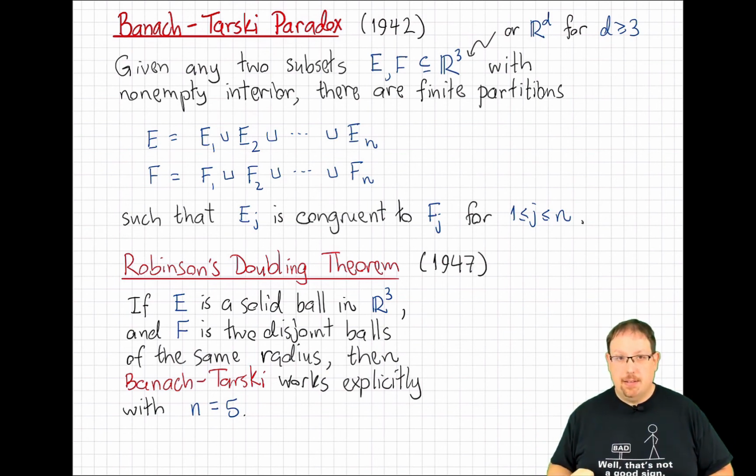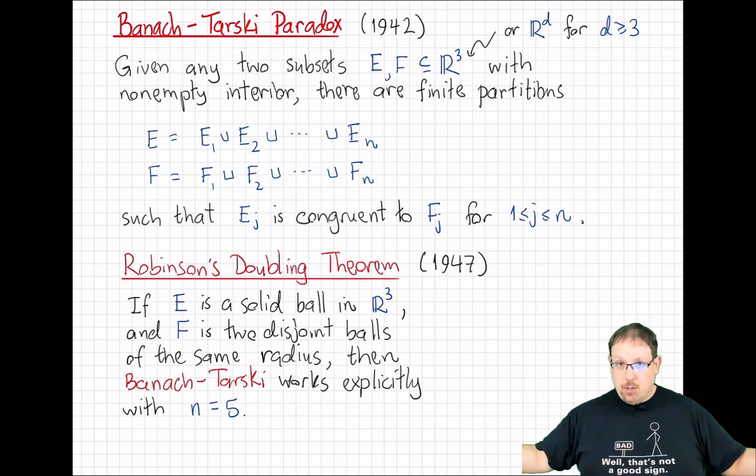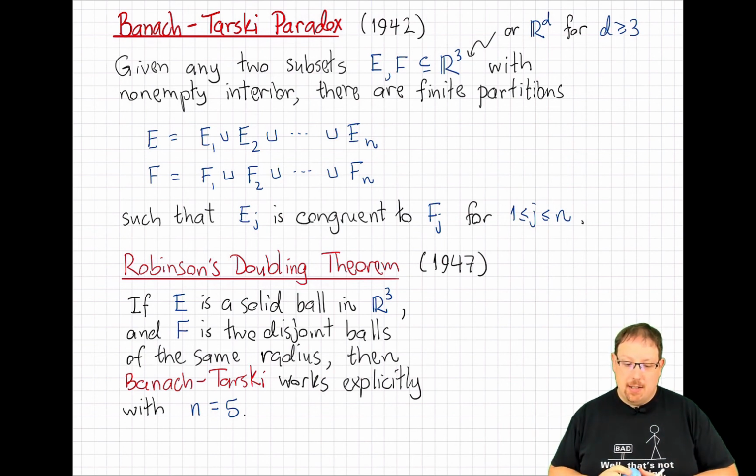and with only rigid motions in space, reassemble those pieces into the other set. So it doesn't need to be a ball converted into two balls of the same size. I could take this ball, I could cut it up into some finite number of pieces, rotate and translate them around, and reassemble them into the solar system. That's what the Banach Tarski paradox says.